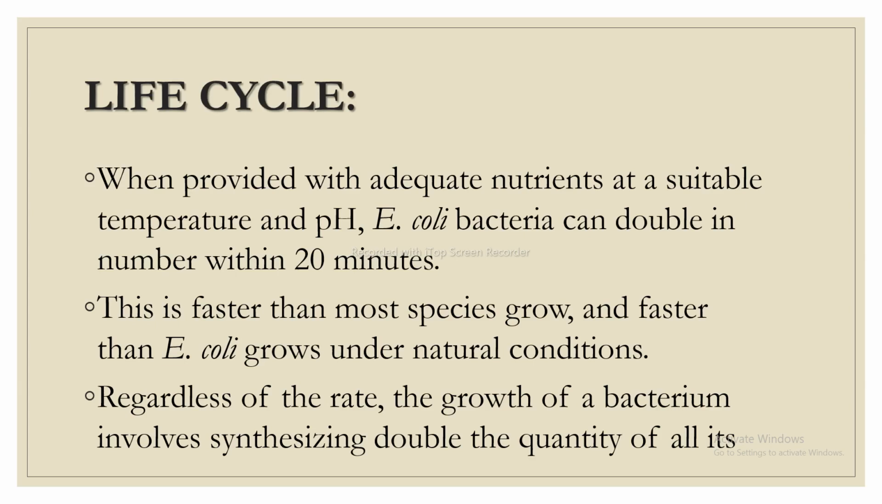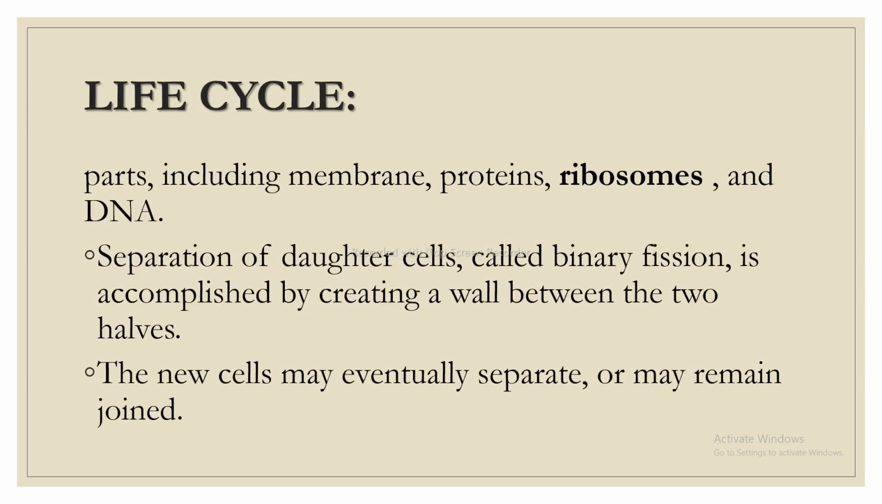When provided with adequate nutrients at a suitable temperature and pH, E. coli bacteria can double in number within 20 minutes. This is faster than most species grow, and faster than E. coli grows under natural conditions. Regardless of the rate, the growth of a bacterium involves synthesizing double the quantity of all its parts, including membrane, proteins, ribosomes, and DNA, and separation of daughter cells, called binary fission, is accomplished by creating a wall between the two halves. The new cells may eventually separate or may remain joined.